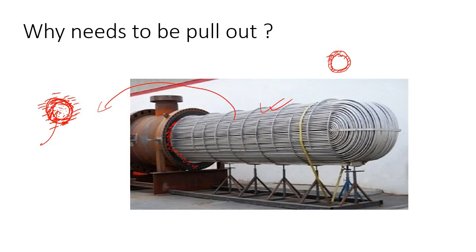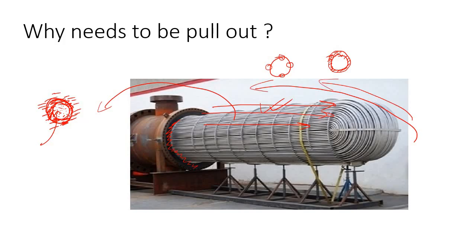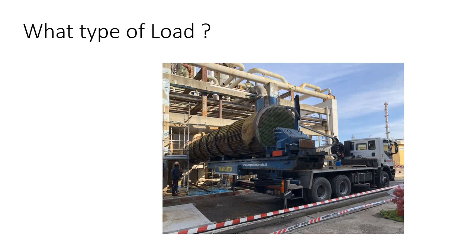To clear this or to maintain this, or sometimes maybe your tube has been damaged, somewhere it has leaked, right? In that case you have to change it. For all of these purposes, you have to simply pull out this whole bundle from the shell and replace it with a new one or a rectified one. That's the process. So when you pull out this huge tube bundle, definitely a horizontal force will be exerted on your structure.